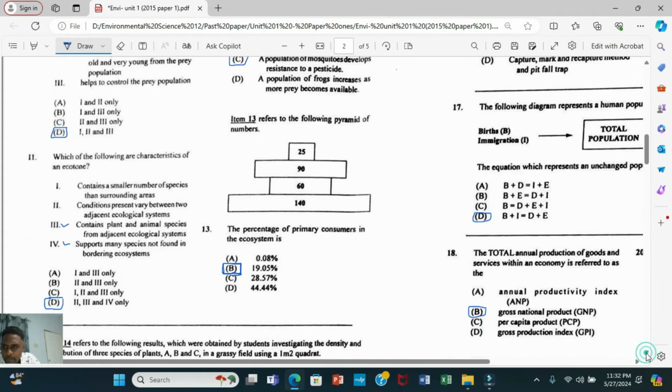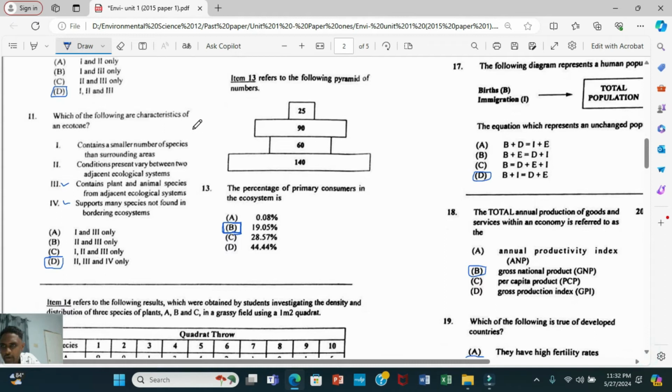Number 11. Which of the following are characteristics of an ecotone? And the answer is D, 2, 3, and 4. 2, conditions present vary depending on the 2 adjacent ecological systems. Number 3, contains plant and animal species from adjacent ecological systems. And 4, supports many species not found in the bordering ecosystems. Number 12.